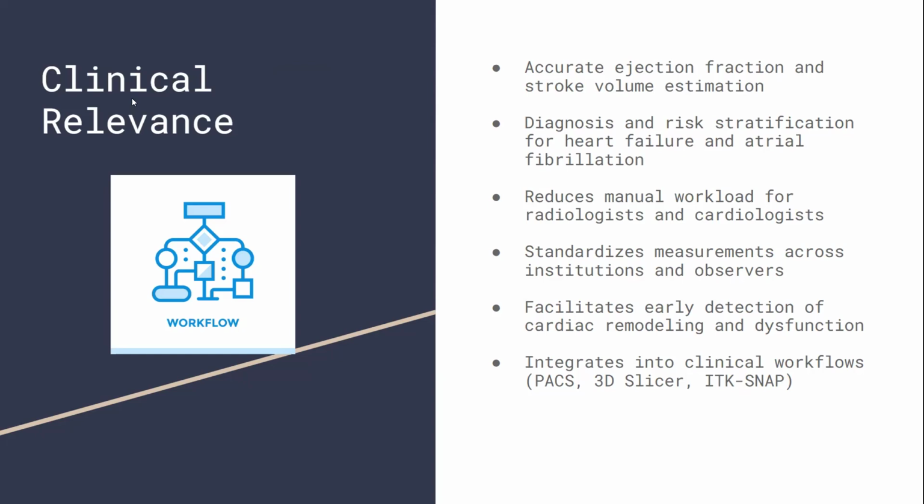As I mentioned before, another big problem was the variability between cardiologists and their assessments. So this would help standardize measurements across not only cardiologists working in the same lab, but also across different institutions and observers across multiple locations. It can also help facilitate early detection of cardiac remodeling and dysfunction, and it could hopefully integrate seamlessly into existing clinical workflows, such as PACS, 3D Slicer, and ITK-SNAP.